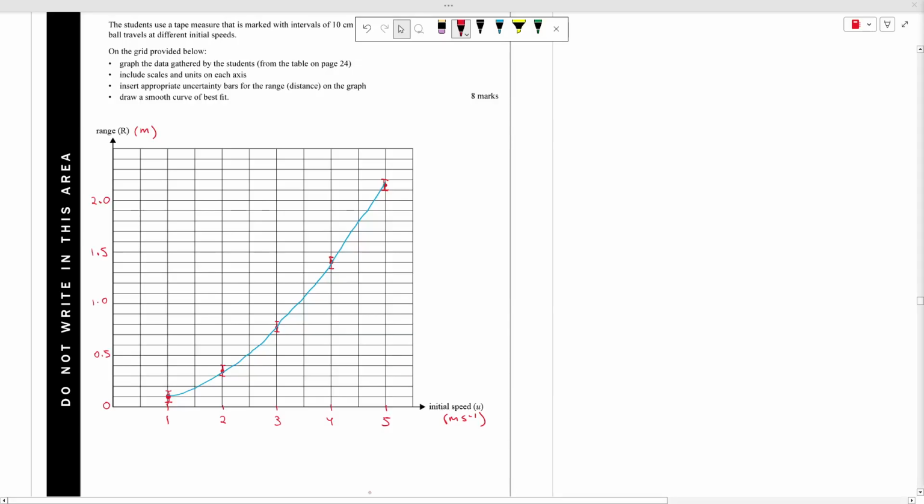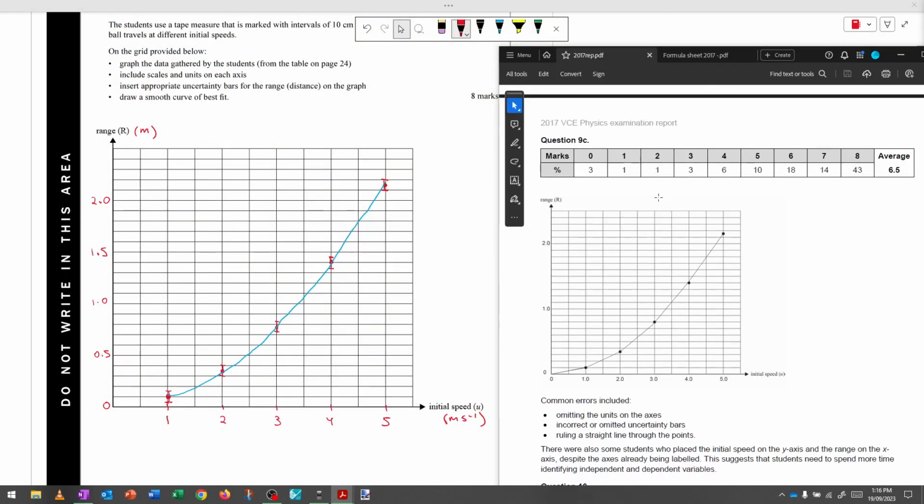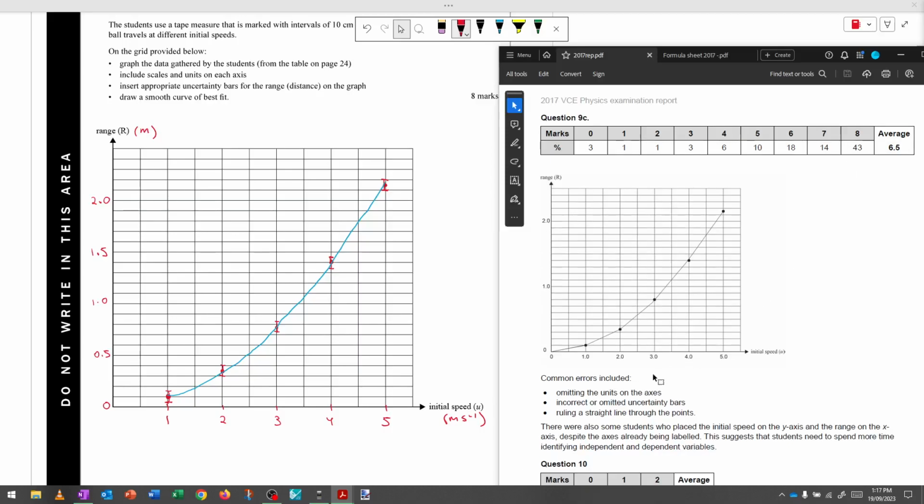Okay, let's quickly read the examiner's report. So yeah, you either got no marks, and you sort of were able to get marks up to 5. Most people got between 5 and 8 marks. Common errors included omitting the units on the axes, incorrect or omitted uncertainty bars, and ruling a straight line through the points. Okay, I've addressed all those things.